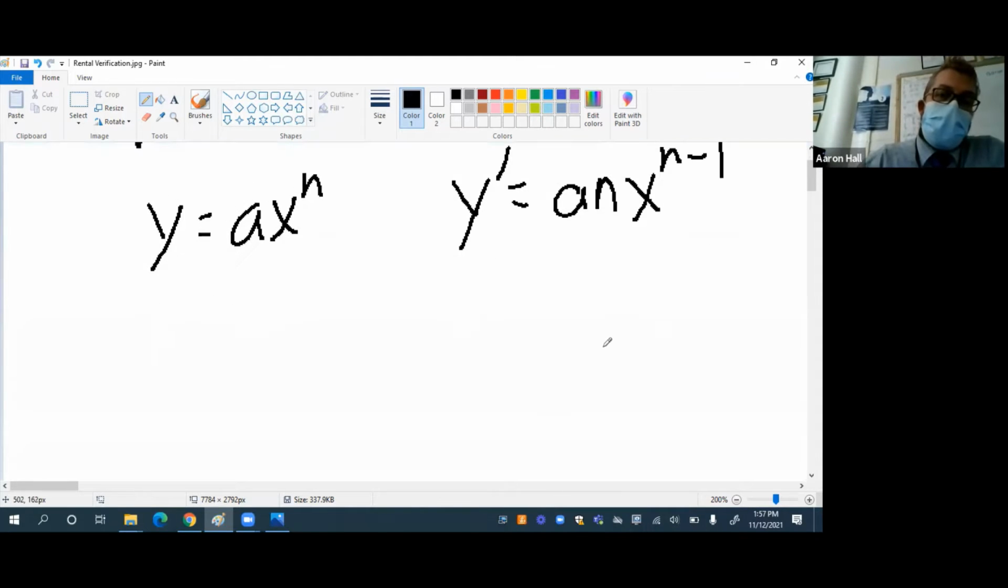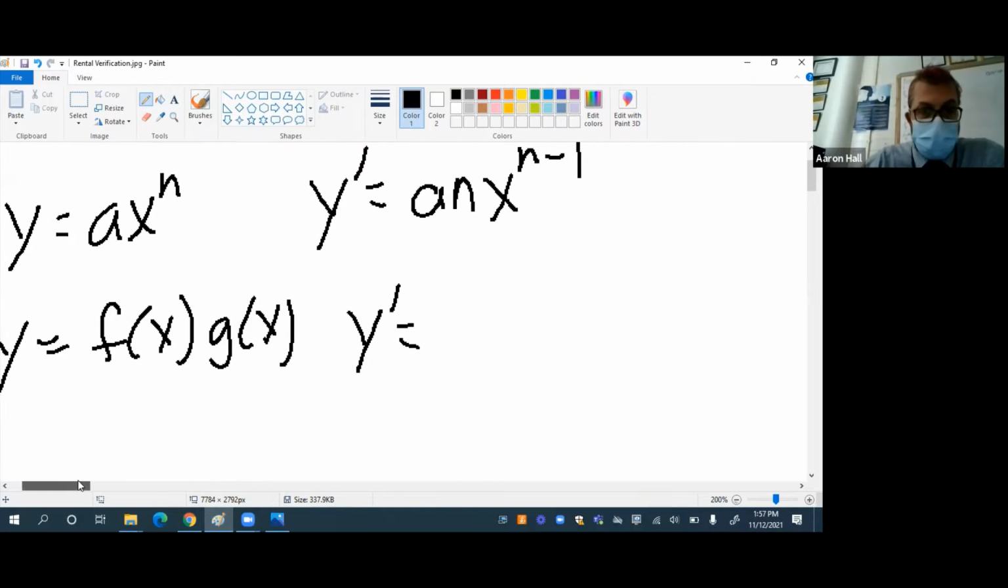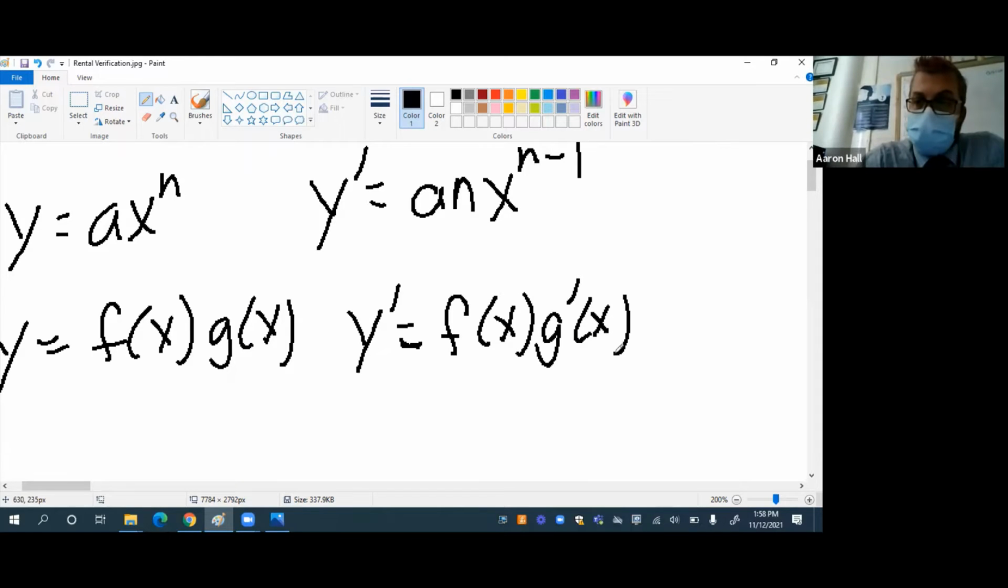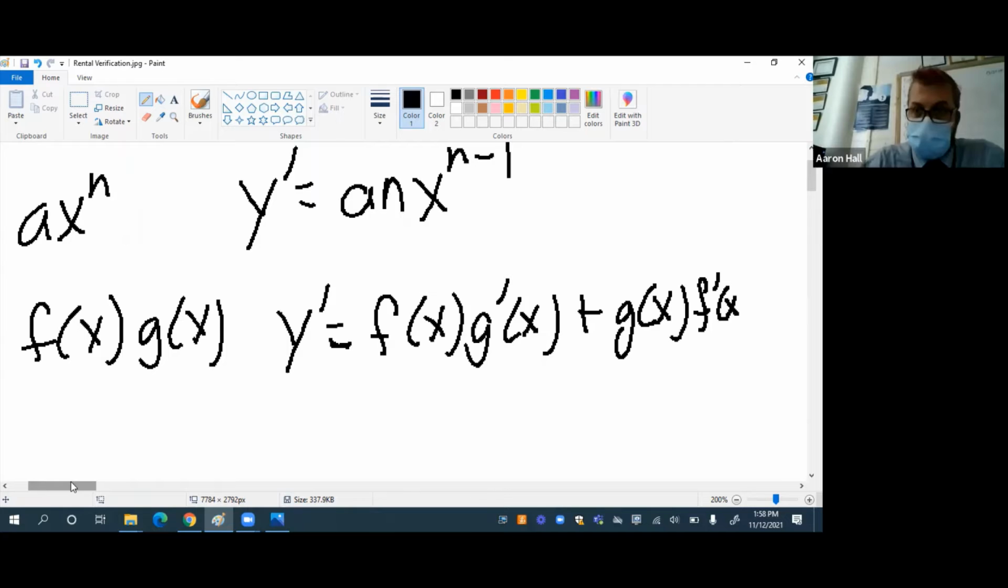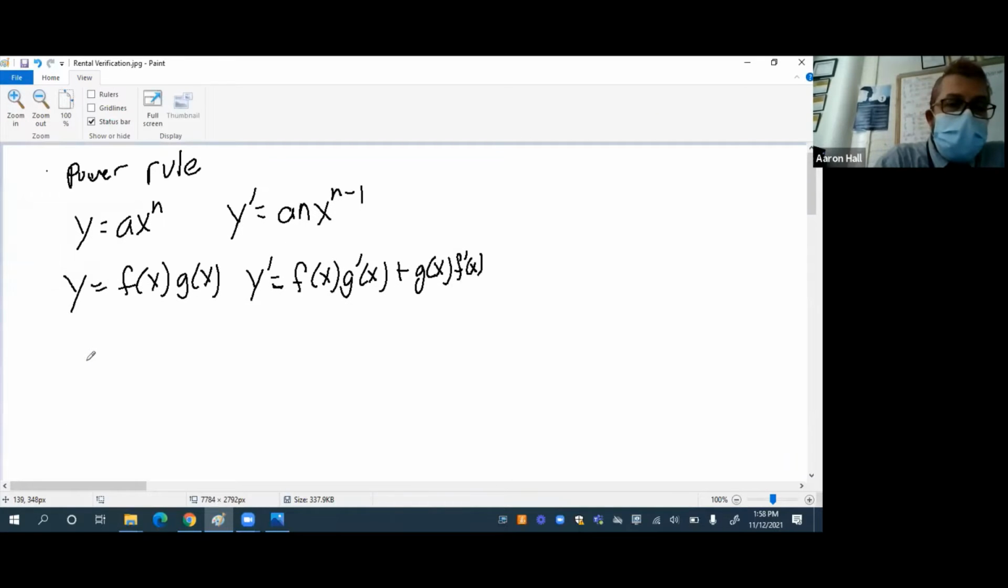We also talked about the product rule, and the product rule is if I have a function times another function. What is the derivative? f of x times the derivative of g of x, plus g of x times the derivative of f of x. There we go. And then we also had what's called the quotient rule.